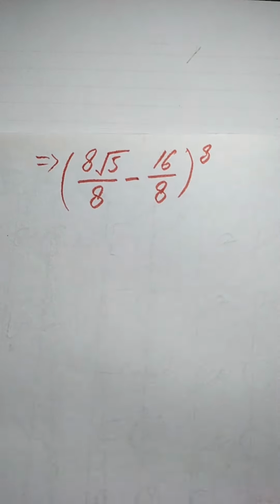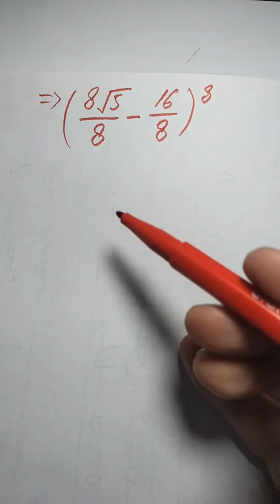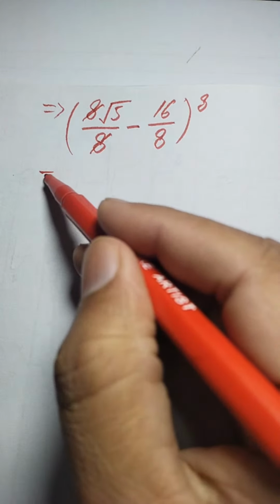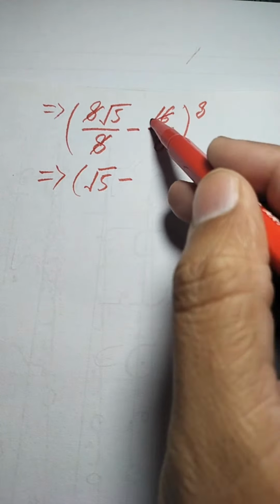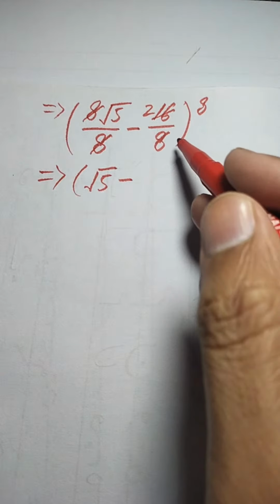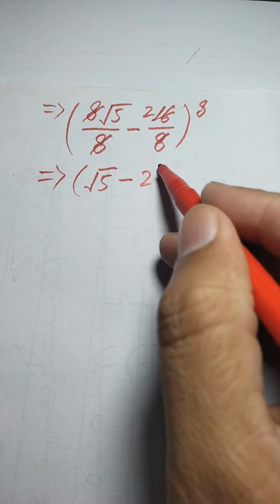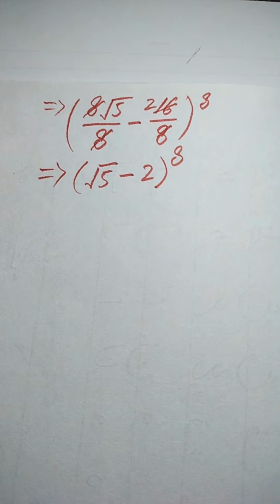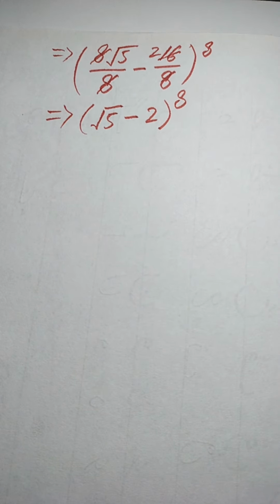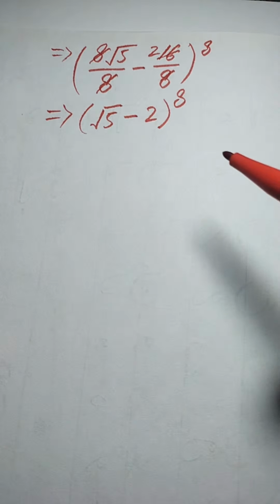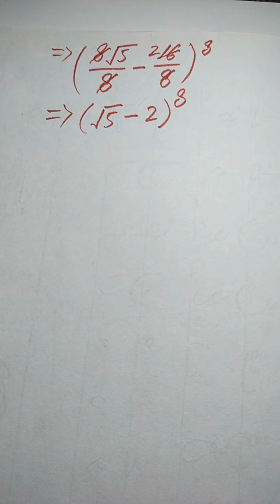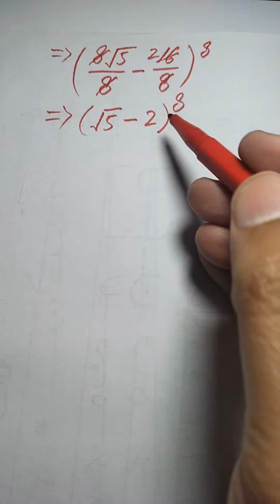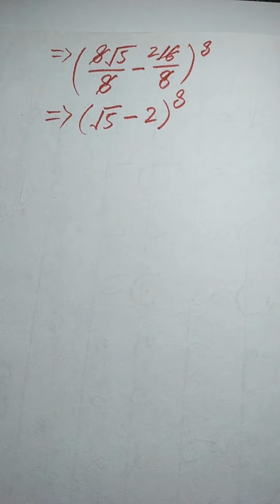So we need more simplifications. The 8 and 8 cancel each other out, and we get square root of 5 minus 16 divided by 8, which is 2, so we get square root of 5 minus 2 and its whole exponent is 8. So we write our given expression in this simplified form, and now in the next step we need more simplifications, and we will take the base of this term as equal to x.